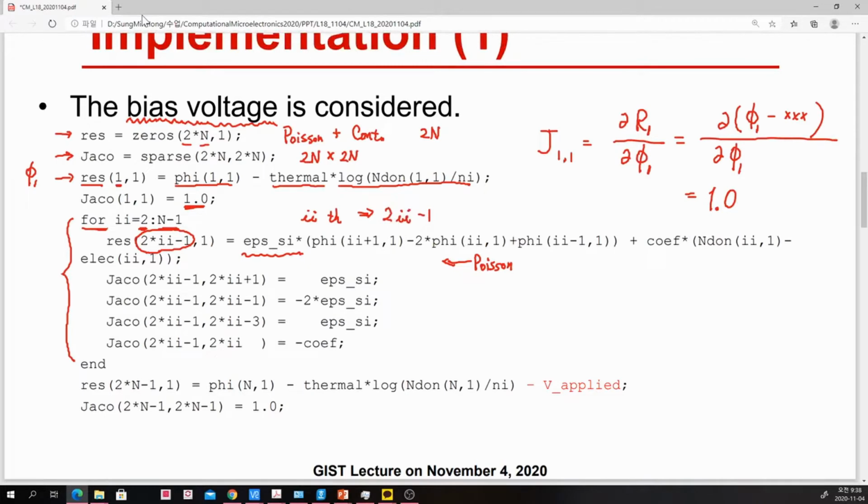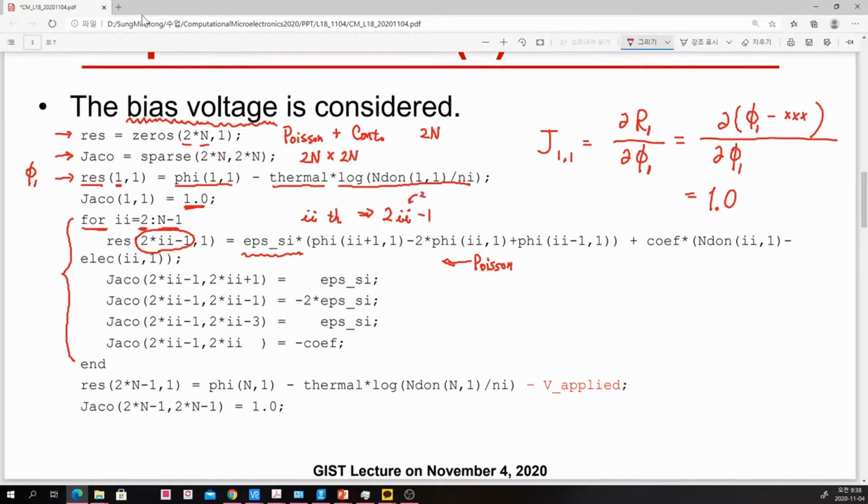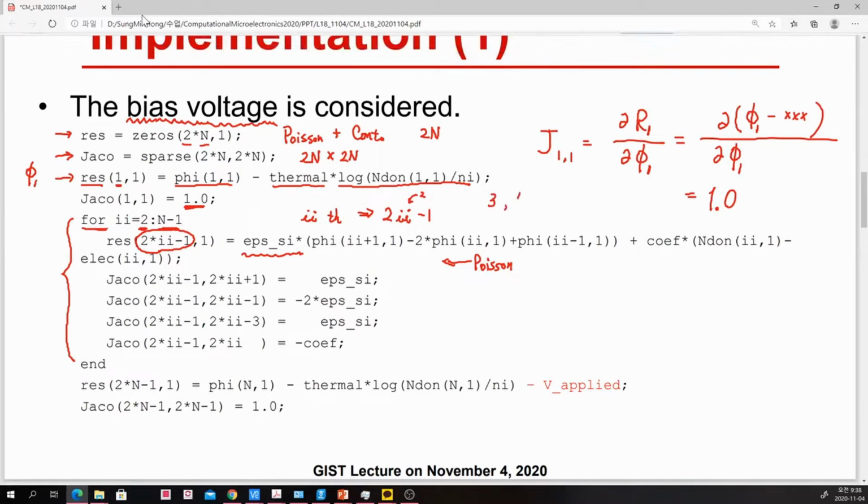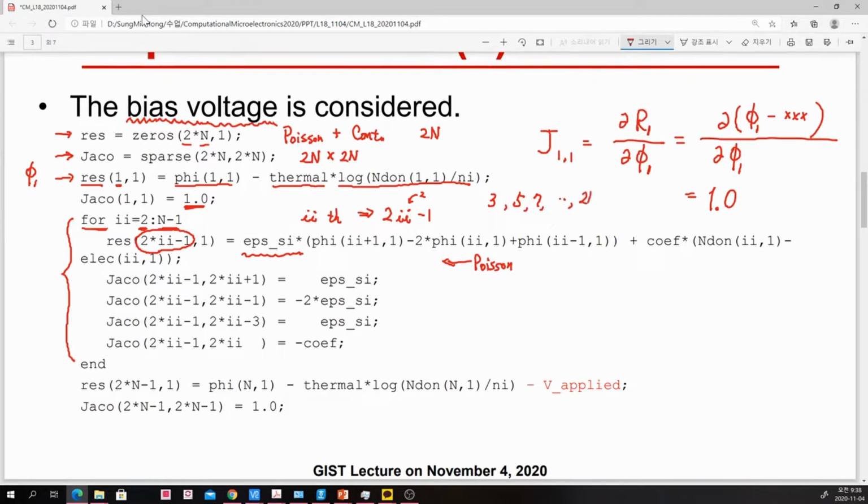If you have, for example, ii equal to 1, then you will have number 1. And if you have number 2, that will give you number 3, and later 5 and 7, and up to 2n minus 1. Of course, since we are running from 2 to n minus 1, we will stop here at 2n minus 3. So you can easily understand this is touching, for example, phi 2 up to phi n minus 1.